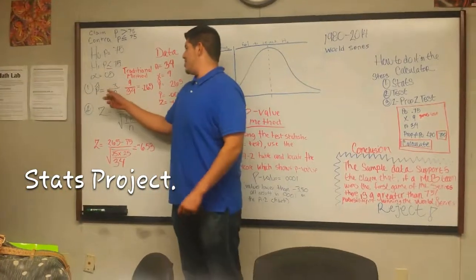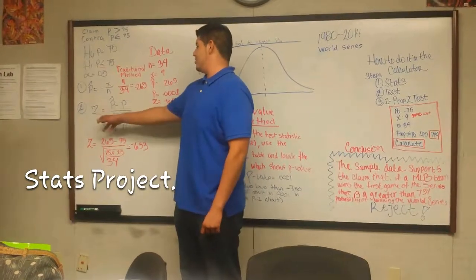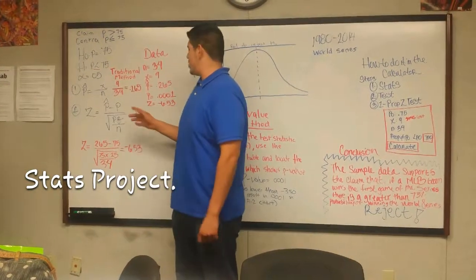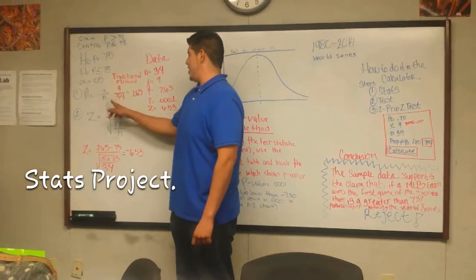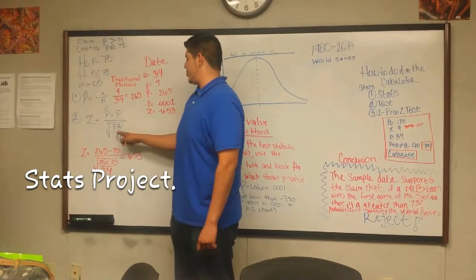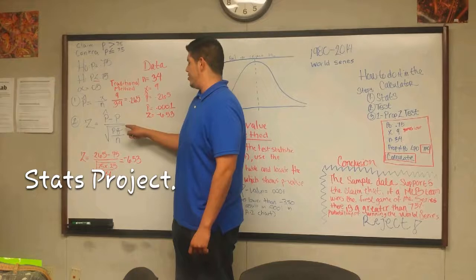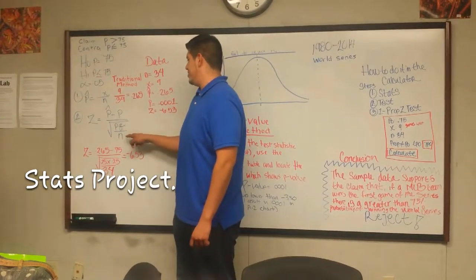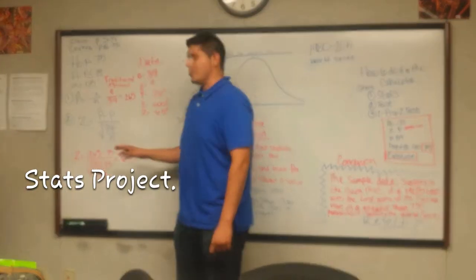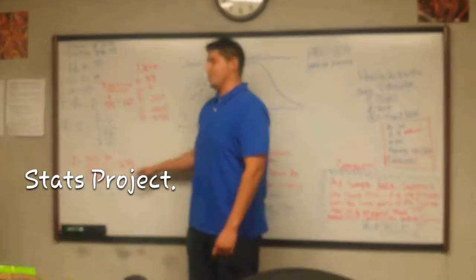Once you have found your p hat, you can use that to find your z-score. And you will do that by subtracting your p from your p hat and dividing that by the square root of p times q, and that in itself will be divided by n. And once we plugged in all the numbers, our result was negative 6.53.